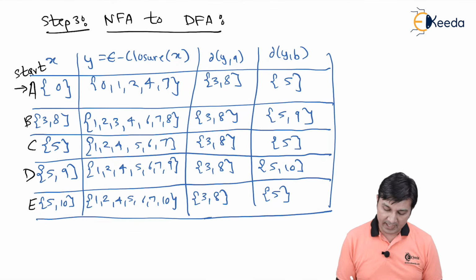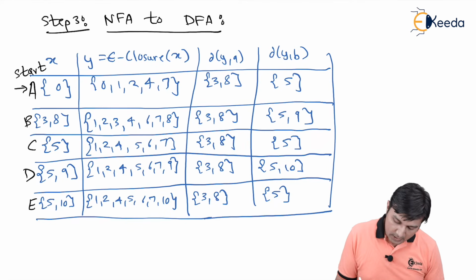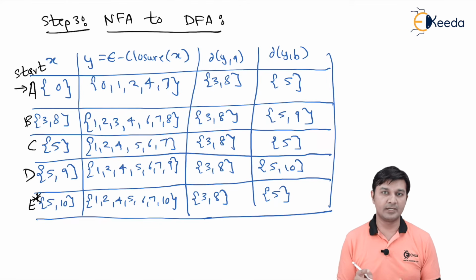So we observe that 10 is a subset of 5 comma 10. So since 10 is available over here, that is the reason we are going to mark E as the final state. Had 10 be available in C, D and E both, I'll be marking C, D, E, all of them as the final state.